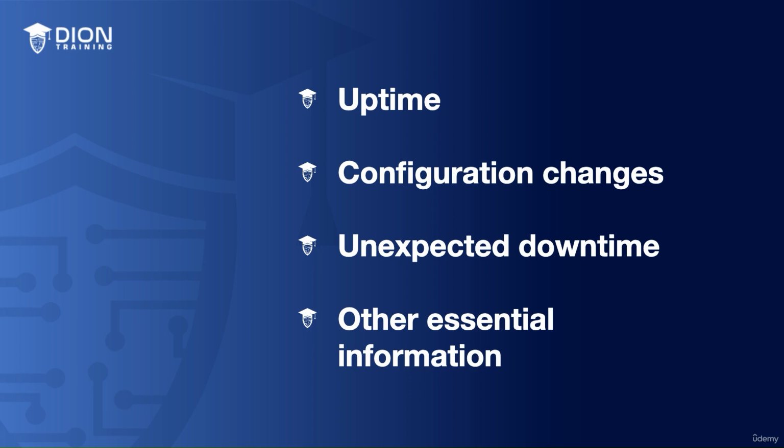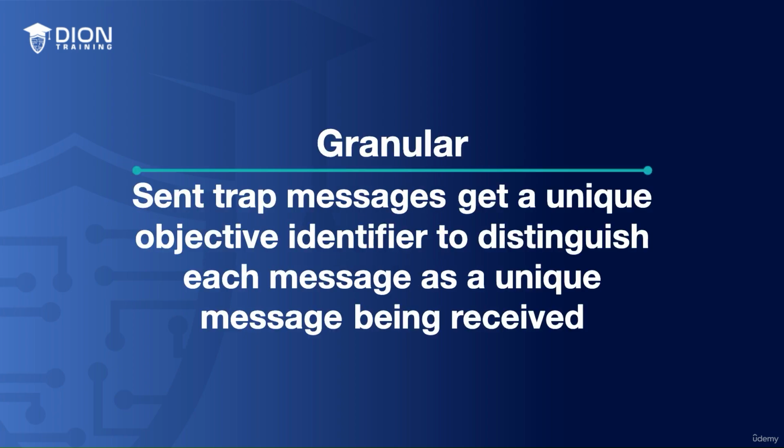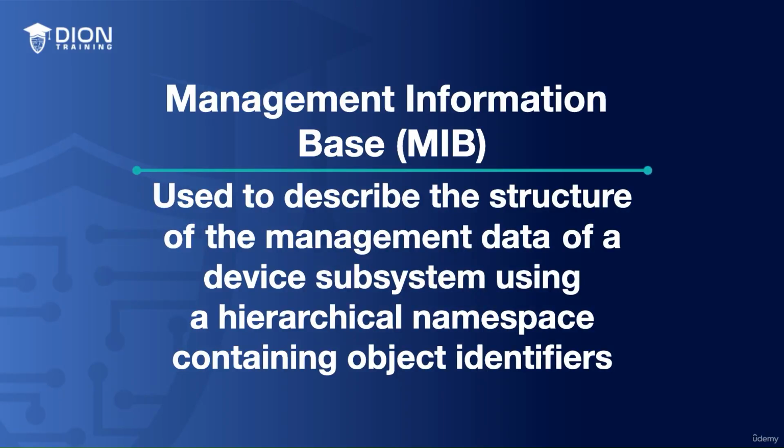Now, there are 2 different methods used to encode the data inside your SNMP trap messages. These can be sent as granular traps or verbose traps. With a granular trap, each SNMP trap message is sent with a unique object identifier, or OID. This number allows the SNMP manager to distinguish each message as a unique message being received. Now, an OID is a unique object identifier, which identifies a variable that can be read or set via SNMP. As these individual OIDs are received, they're going to be consolidated and stored inside a translation file known as the MIB, or Management Information Base. The MIB is used to describe the structure of the management data of a device subsystem using a hierarchical namespace containing the object identifier, that OID, as well as other information.